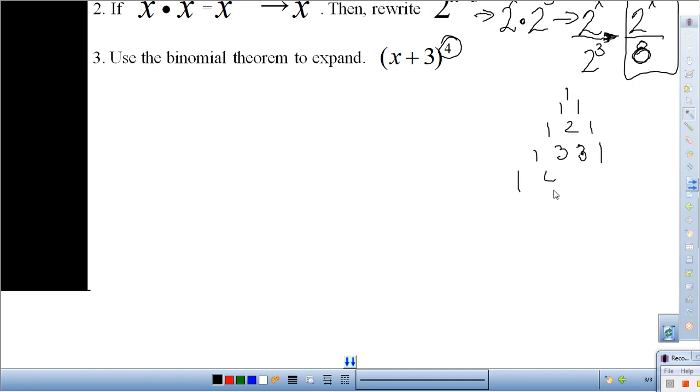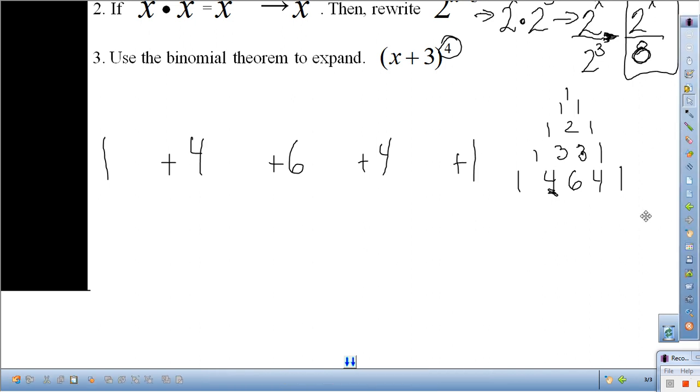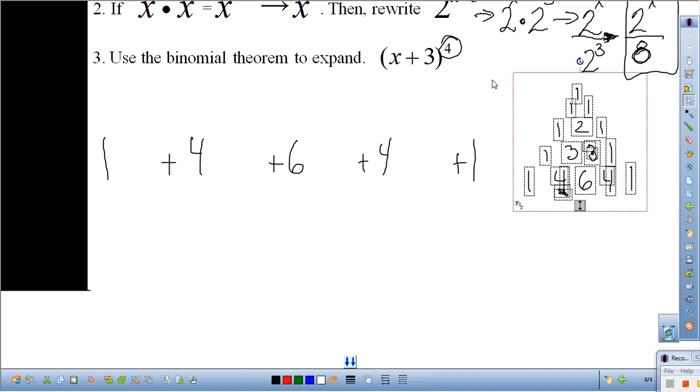Let's look at the next number. 1, 4, 6, 4, 1. Do you see the number 4 now? Yeah, it's right there. So we stop here. These are going to be our coefficients of our expanded form of that binomial. So I write 1, leave a little space, plus 4, leave a little space, plus 6, space, plus 4, space, plus 1. My goodness. Let me move this over to the right a little bit more.